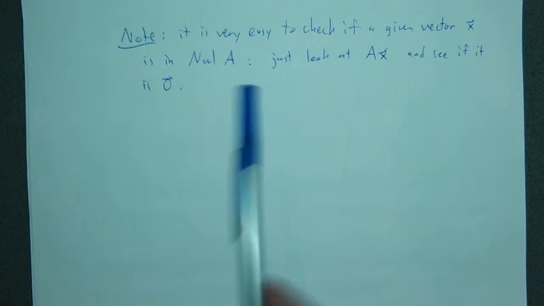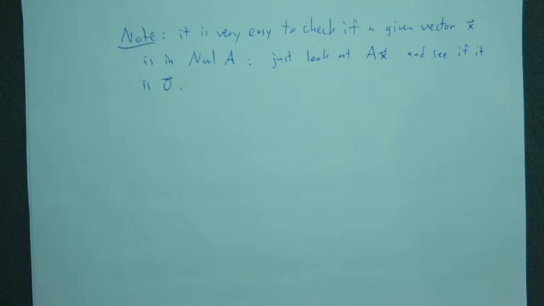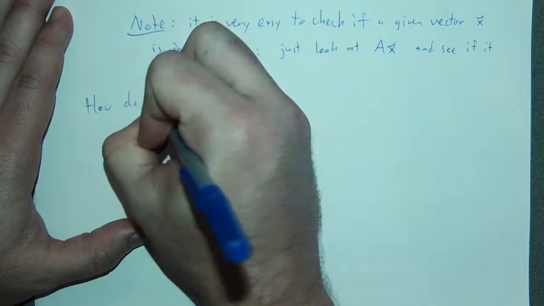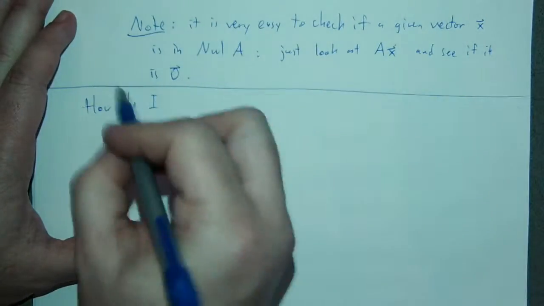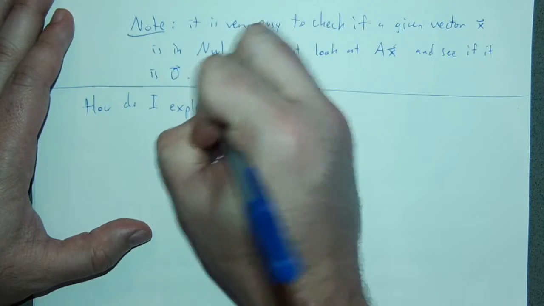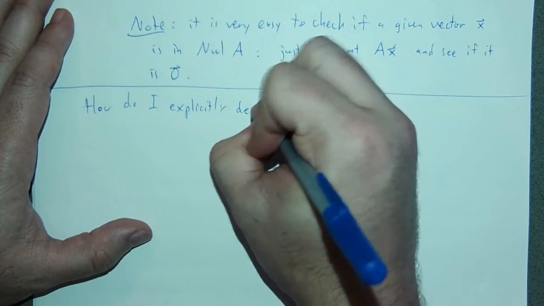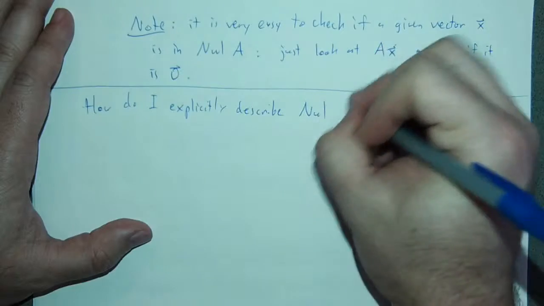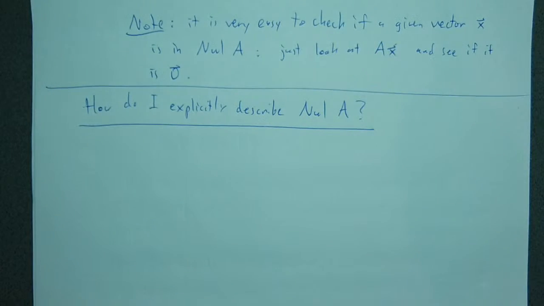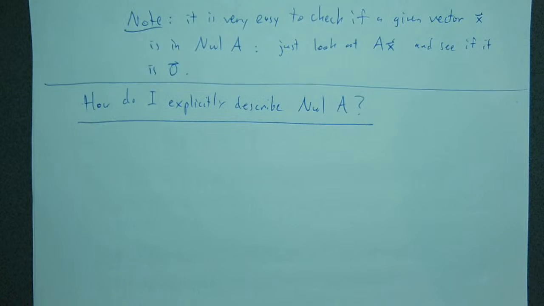It's easy to check if a given vector is in the null space. But how do I explicitly describe the null space of A? Okay. How do I explicitly describe null A? You remember when we did parametric vector form back in chapter 1, here is where that's going to come in real handy for you.